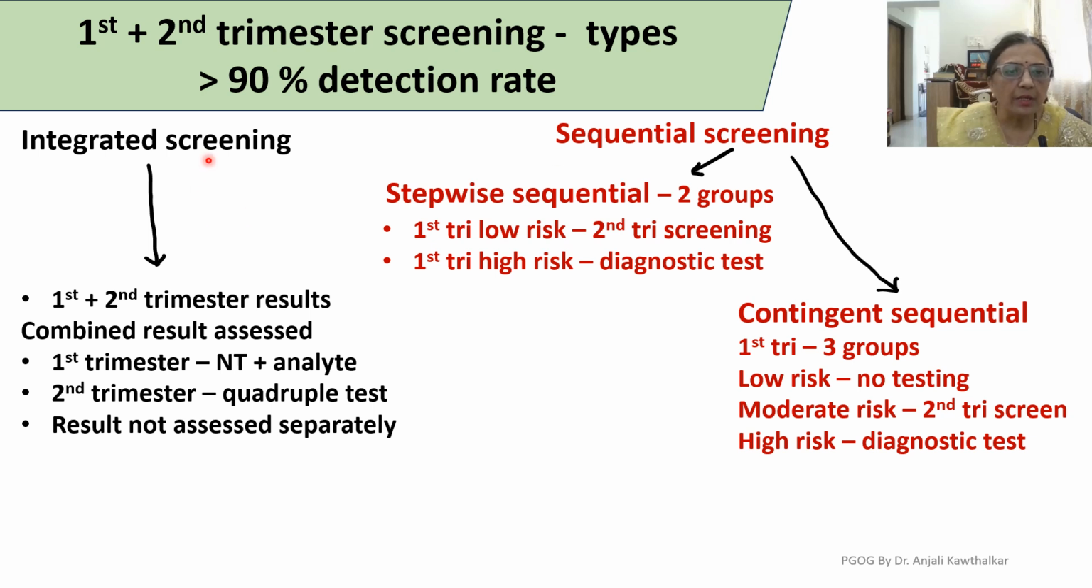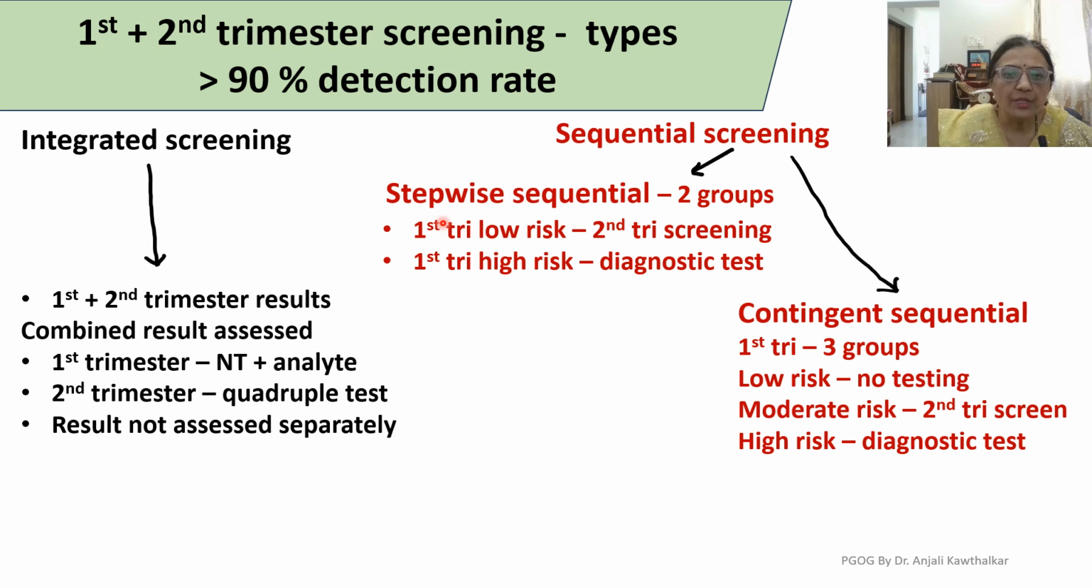What you remember is, in integrated screening, we screen in the first trimester as well as in the second trimester, but we do not disclose the report of first trimester screening immediately. The results are assessed in combination. So first we take the maternal serum in the first trimester and we do NT. Then we take the maternal blood test and do the quadruple test in the second trimester, and together we assess the risk. The combined result is assessed; the result is not assessed separately. That is integrated screening.